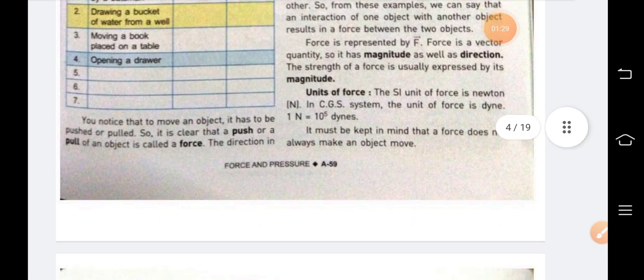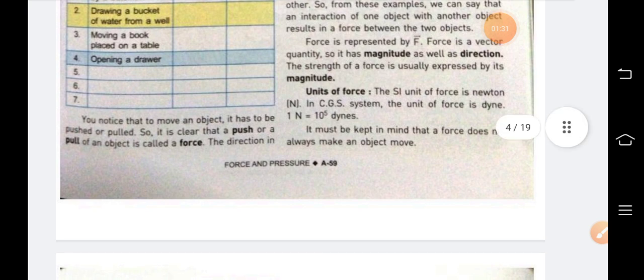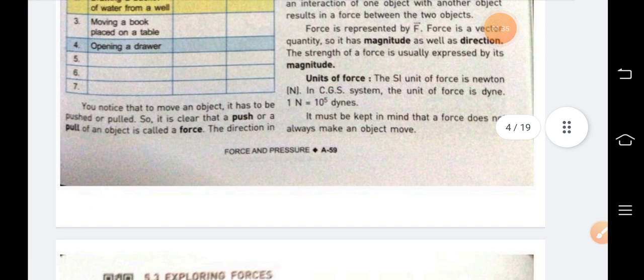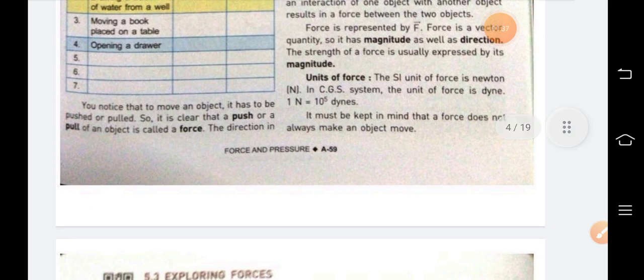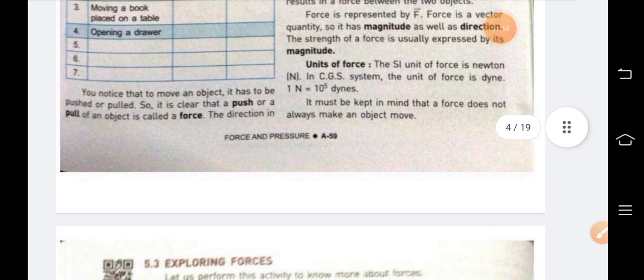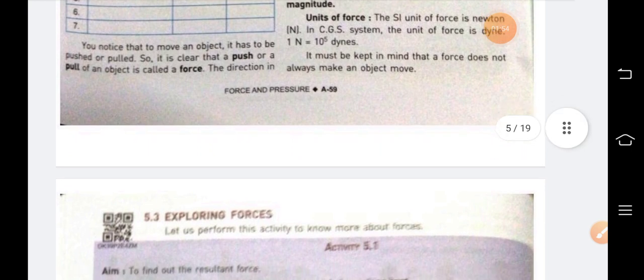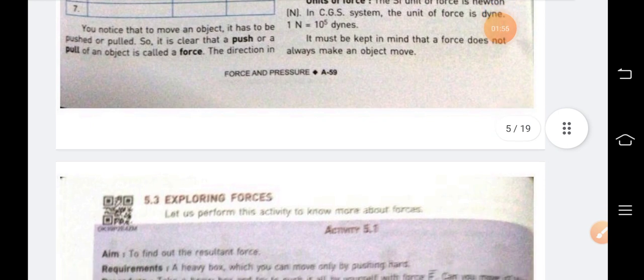The SI unit of force is Newton, capital N. And in the CGS system, the unit of force is denoted by dyne, D-Y-N-E. 1 Newton is equal to 10 to the power 5 dynes. It must be kept in mind that a force does not always make an object move.